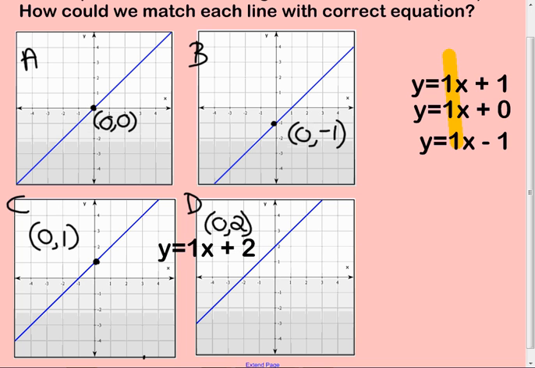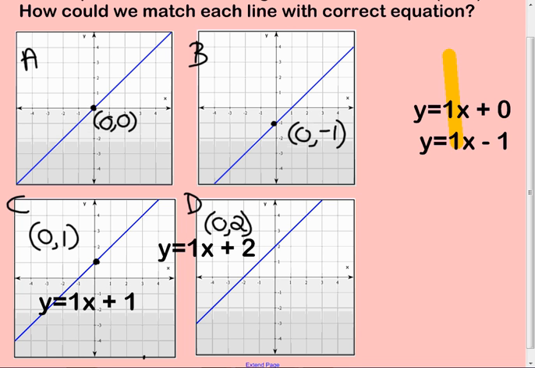So what about 1x plus 1? Which one's that going to match with? Adam? These are the same numbers. Which one does this match with? You've got a 1 in 3 chance. This goes with C, that's right.